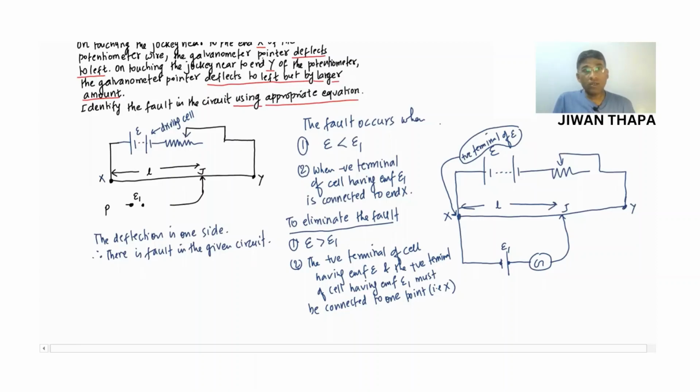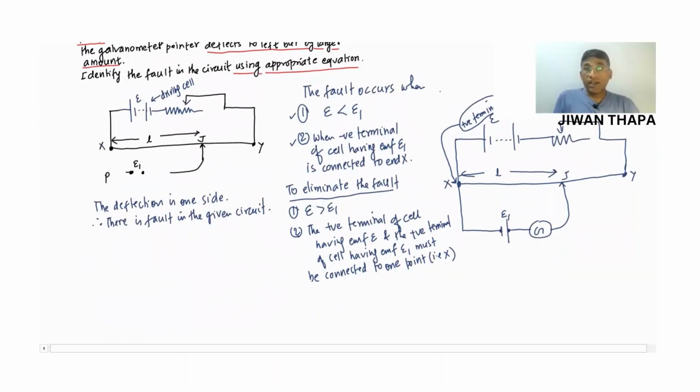Now we need to explain the fault using appropriate equation. So as I said earlier, the fault occurs when we have this and when we have this. Let us find an appropriate equation for the fault, okay? So for that, let us consider this loop, okay? I'm taking this loop.